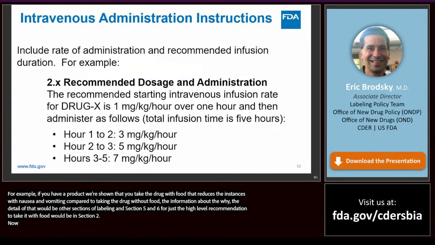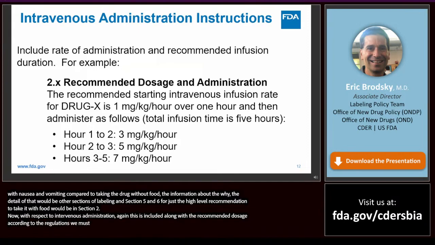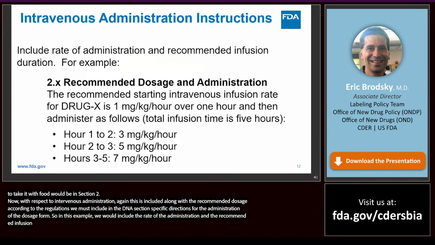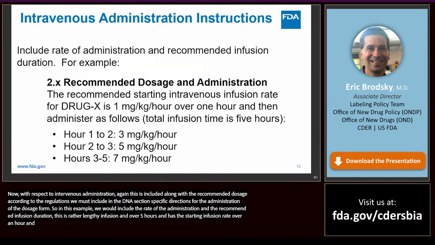Now, with respect to intravenous administration, again, this is included along with the recommended dosage. According to the regulations, we must include in the DNA section specific directions for the administration of the dosage form. So in this example, we would include the rate of administration and the recommended infusion duration. This is a rather lengthy infusion, over 5 hours. It provides the starting initial intravenous infusion rate over an hour, and then subsequent infusion rates. A titration scheme.